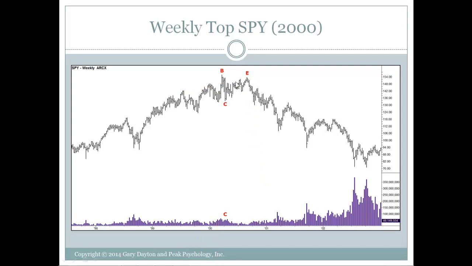And E is the point of upthrust. C is the sign of weakness. B is that weak rally. And you can't really see the volume that occurs in here on the weekly, because it's dwarfed by the bottom down here in 2003. But you can kind of see that there's a lot more volume in here, that swelling of the volume. Certainly you can see swelling of the volume on the bottom here, right? That's pretty obvious.